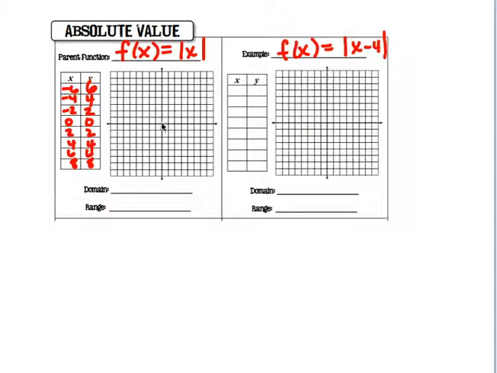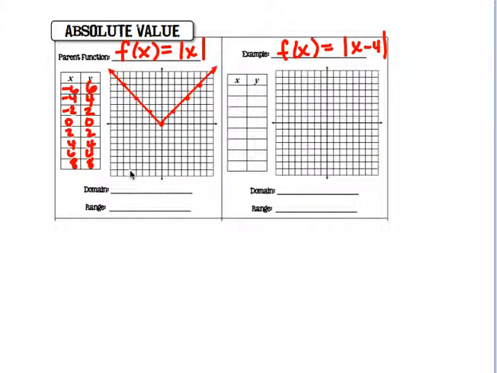So if you were to plot these points, you would get something like this. So I'm going to make a line. So this is what the basic absolute value function looks like. It's just a V. So you'll need to know that an absolute value function, when you graph it, is always going to be a V shape.